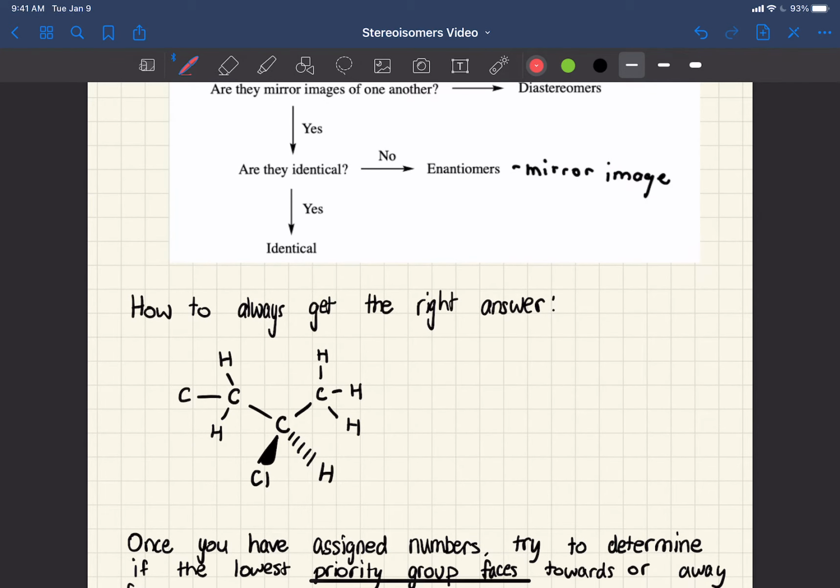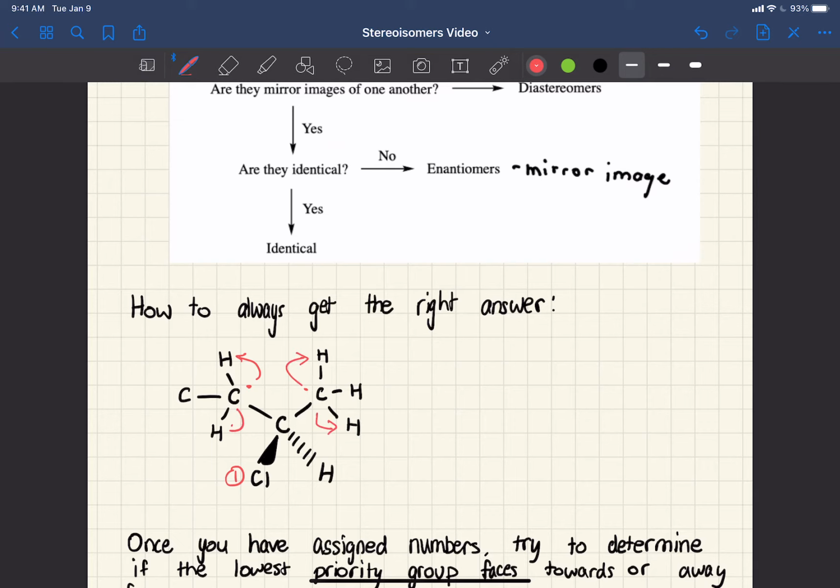All right. So we notice that chlorine gets our number one priority because it has the highest atomic number. And second up, it's going to be one of these carbons here, but we're not sure which one because carbon has, obviously, the same atomic number as the other carbon. So what we do is we look at the next atoms that they're attached to. So we see they're attached to two hydrogens. So let's look at the next one.